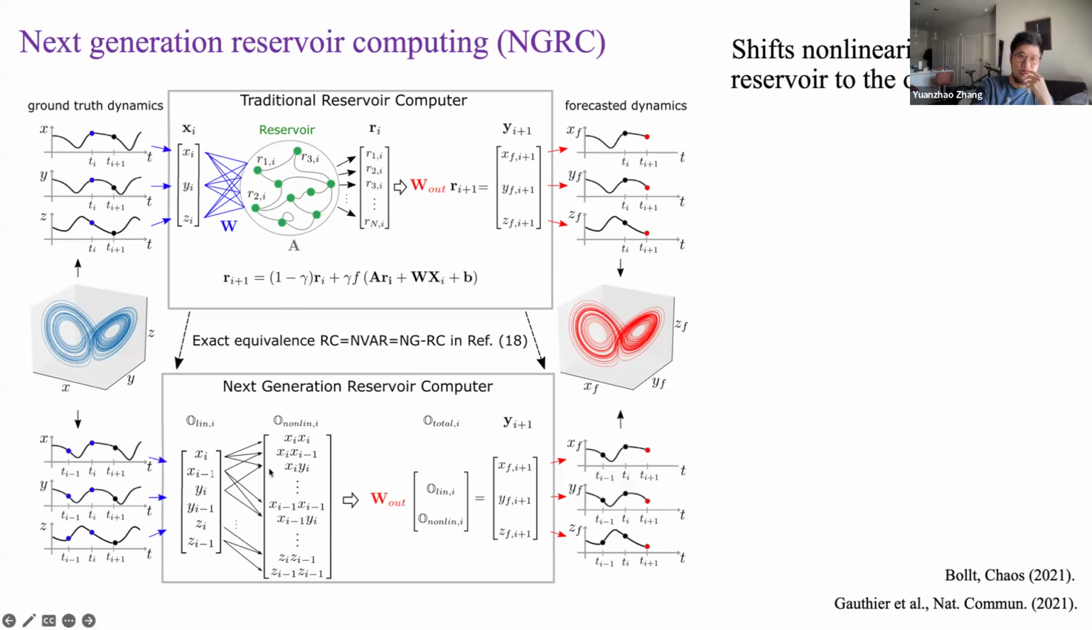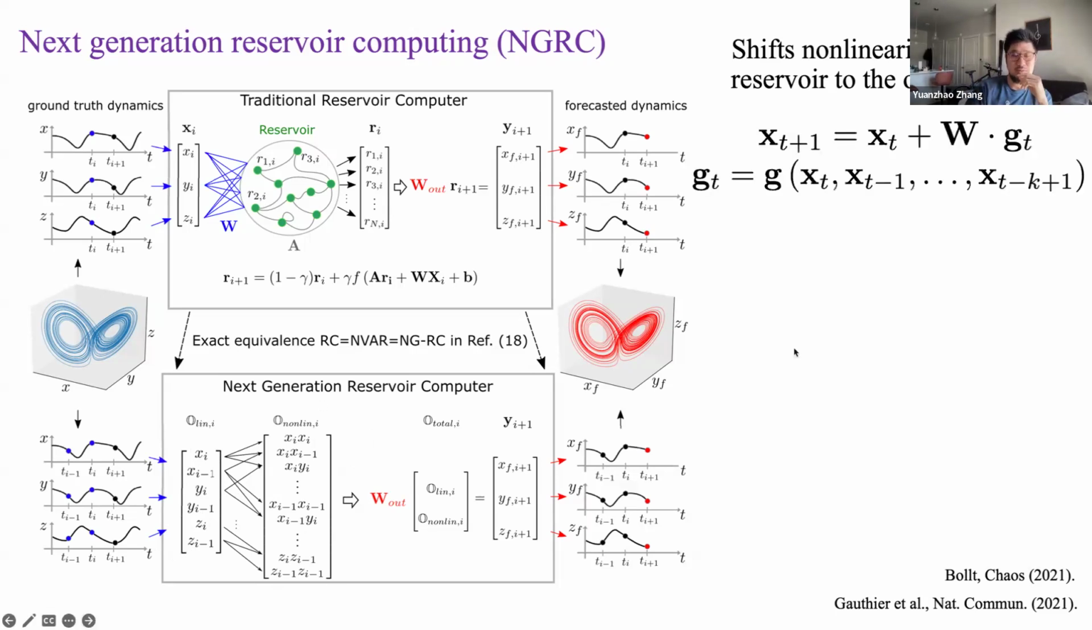So then what really matters is what kind of output nonlinearity you choose. For example, here is an example of a quadratic output nonlinearity. You have the state x_t, y_t, z_t, and very often you also tag on some delay states, x_{t-1}, y_{t-1}, z_{t-1}, to build in some kind of memory in the system.